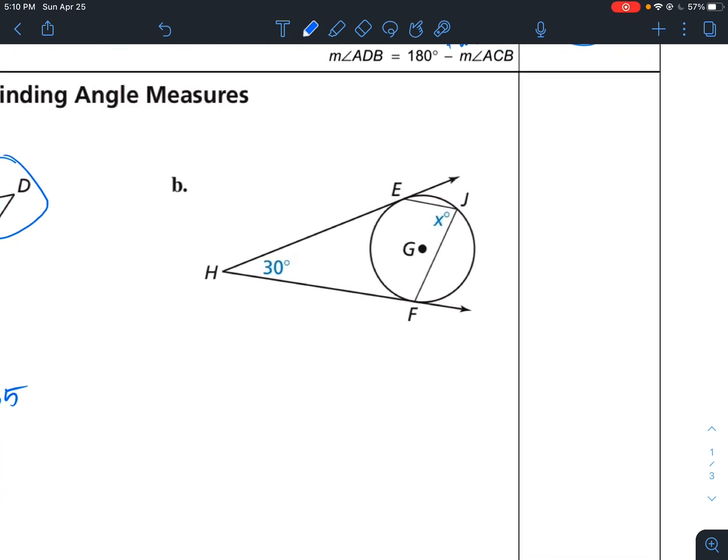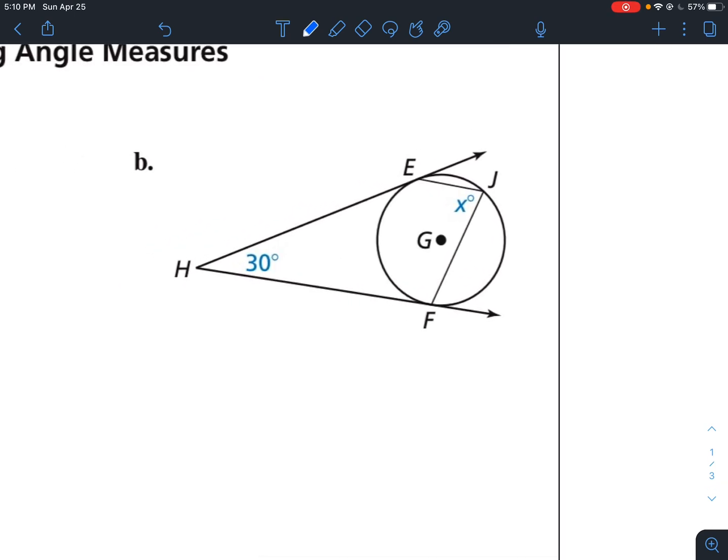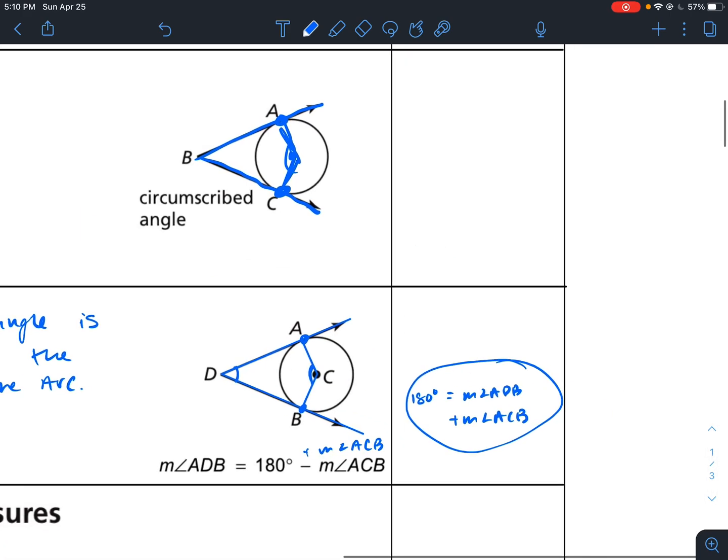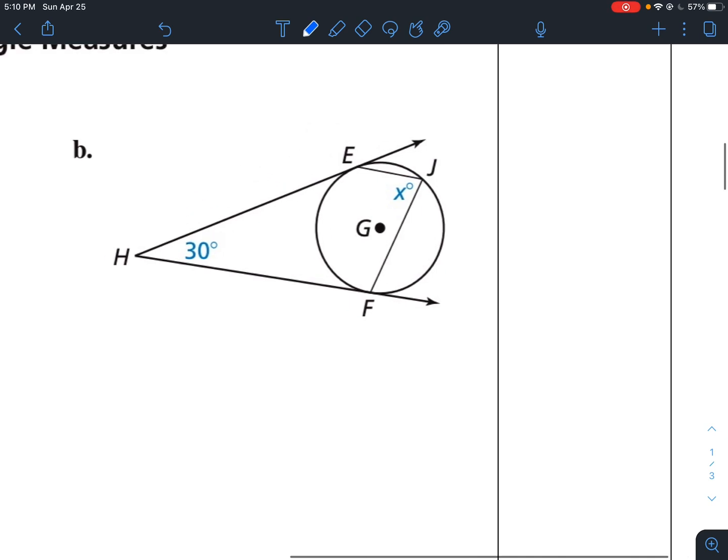Okay, now B might be a little bit more tricky. We have to use some theorems from the previous chapter, 10.4. First of all, for this theorem, we need to have the circumscribed angle and the central angle. But notice that in this problem, we don't have the central angle, we have an inscribed angle. Now, what do we know about inscribed angles? They are half the measure of their intercepted arc. So you see that this has an intercepted arc right here. Okay? So keep that in mind.